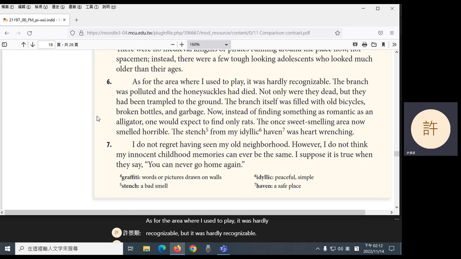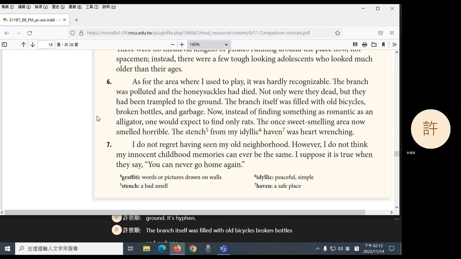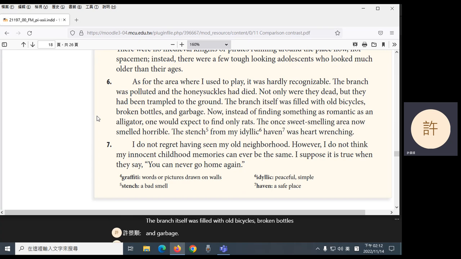The branch was polluted, and the honeysuckles had died. Not only were they dead, but they had been trampled to the ground, flattened. The branch itself was filled with old bicycles, broken bottles, and garbage. Now, instead of finding something as romantic as an alligator, one would expect to find only rats.